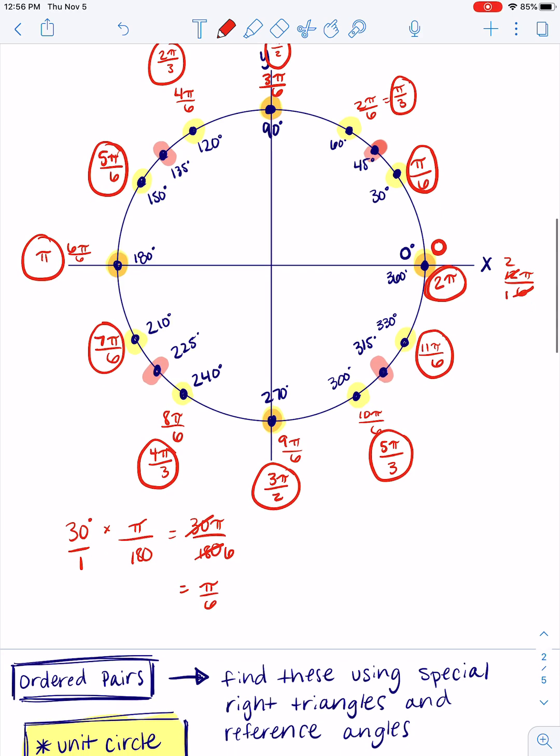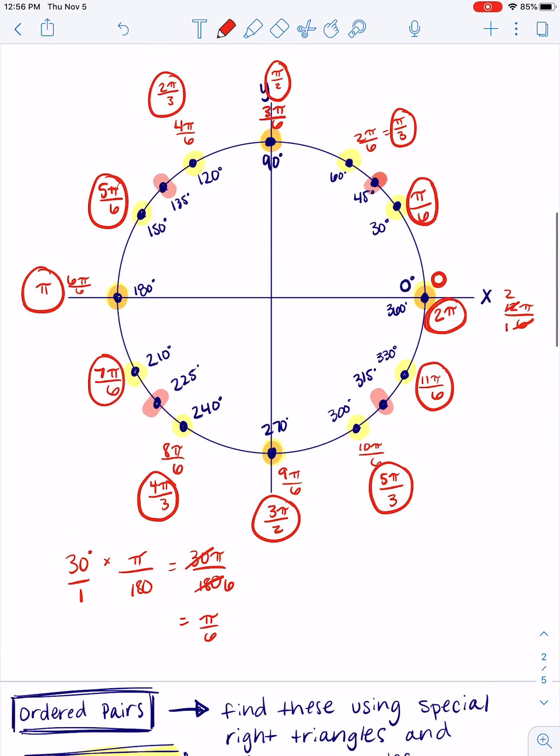Okay, so then the last one is your 45-degree angle. So if I start with 45 degrees and I multiply by my conversion, which is pi over 180, then that's 45 pi over 180. 45 goes into both of those, it ends up being pi over 4. So let's do this in a different color. So this is pi over 4.